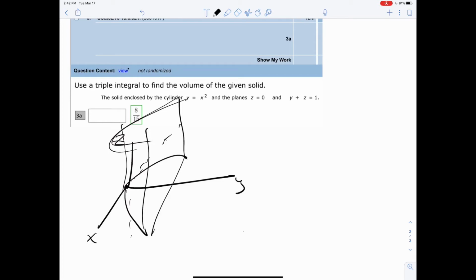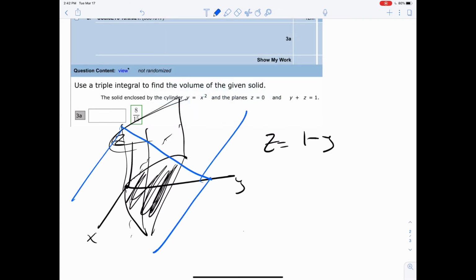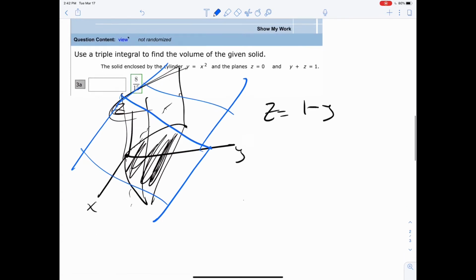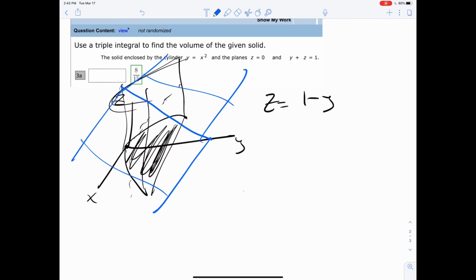Then it's cut off on the bottom down here. And then we have the plane z equals 1 minus y. So that plane must be like this, cutting off the top. There's going to be sort of this blue roof on top of this black solid that's kind of down underneath of it. Okay? And of course, when that blue plane hits the ground, that's when z is equal to 0, which is really just y equals 1.